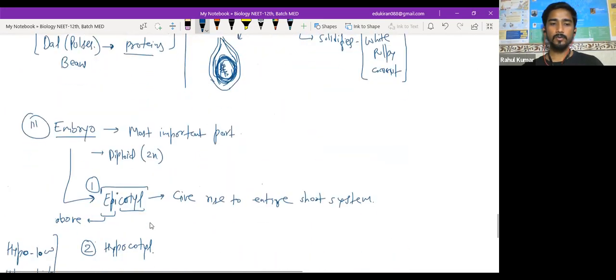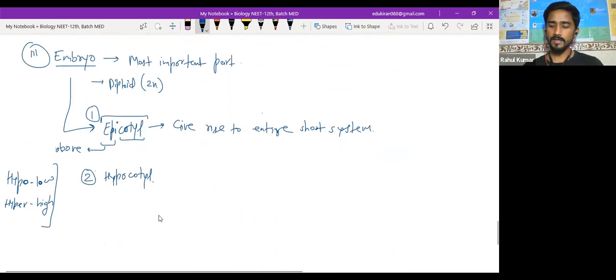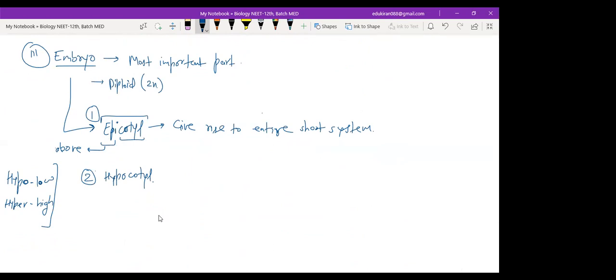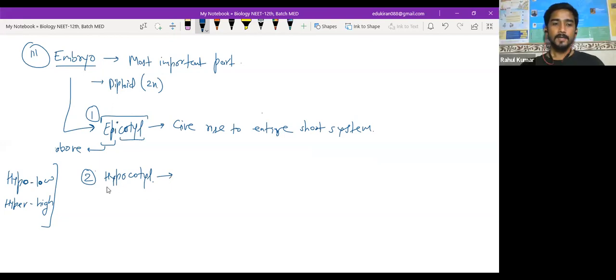Now what does hypocotyl do? Because it's lower, technically what should it give rise to? It cannot give rise to shoot, right? Root. Yes, but here is a twist. Hypocotyl does not form the entire root system, but yes, it is the primary root. It is the first thing.